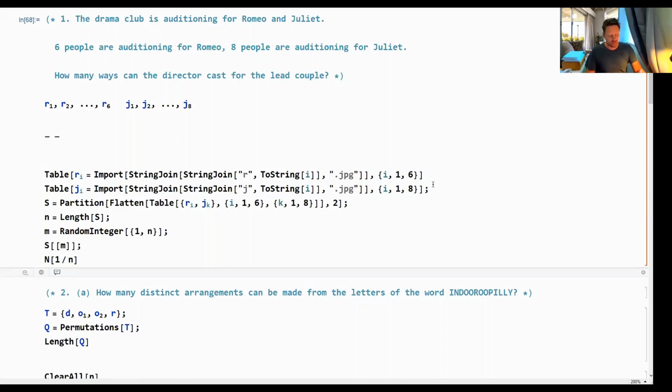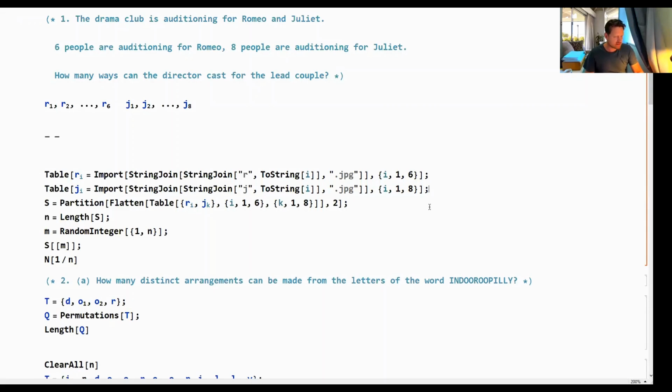And the same for Juliets. I did the same for Juliets. I got onto Google Images, I typed in Juliet, and I found 8 Juliets. So I'm going to put those into memory here. Now, what I'm doing here is I'm just listing all of the possible pairs, right? So R1 through 6, J1 through 8. So I'm iterating over i and k.